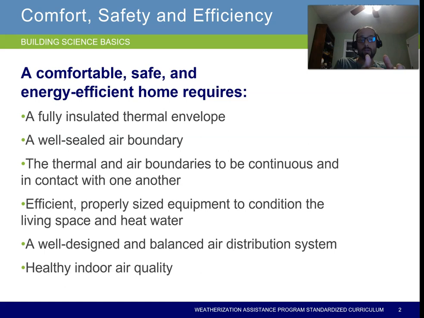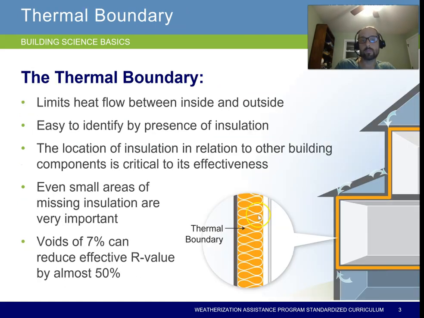Those two layers, the thermal and the air boundaries, to maximize your efficiency anyway, they should be completely covering the building and in contact the whole time, right? So whether it's a wall or ceiling or a floor underneath you that has unconditioned space on the other side, you should have insulation the whole way across, and you should have a nice tight air seal as well. Also, the equipment has to be well sized, which we'll talk about in a little bit. Also, you want to have a well balanced air distribution system if you have forced air, and healthy indoor air quality. So let's talk about a few of these things.